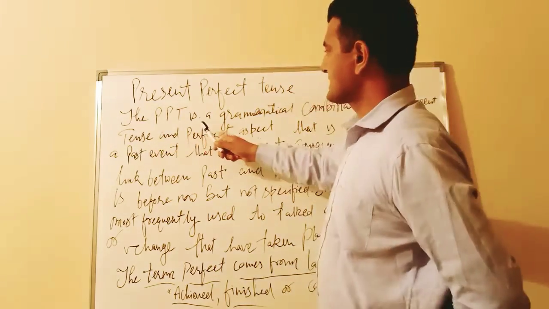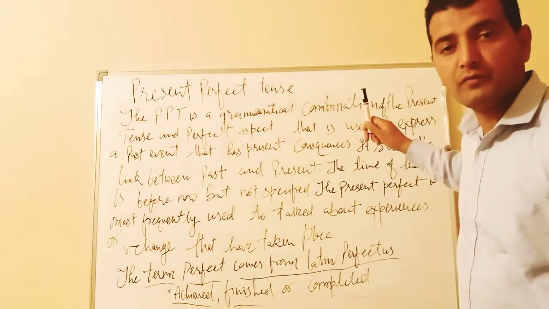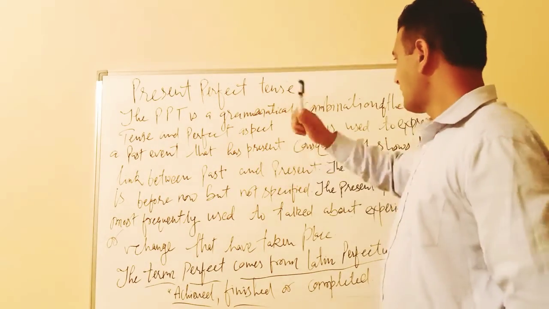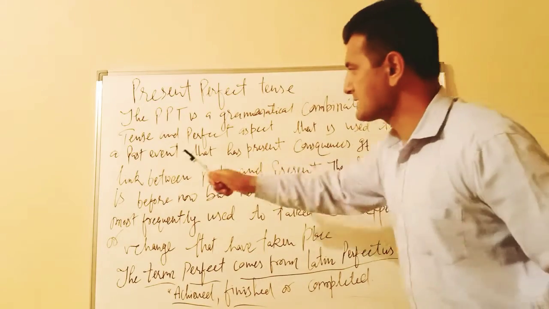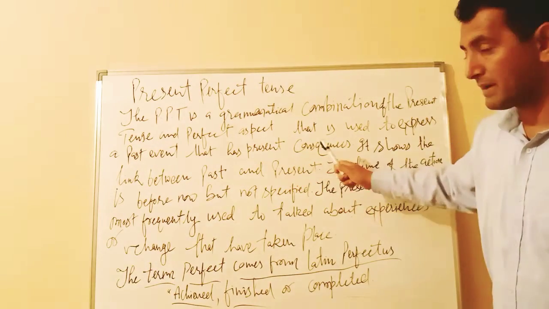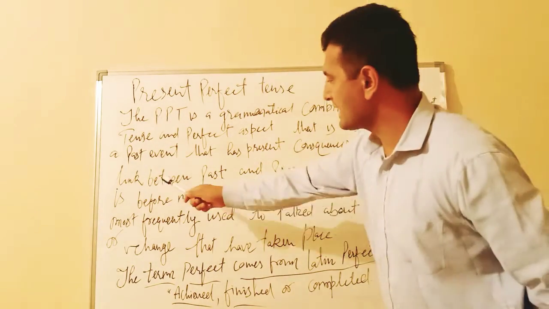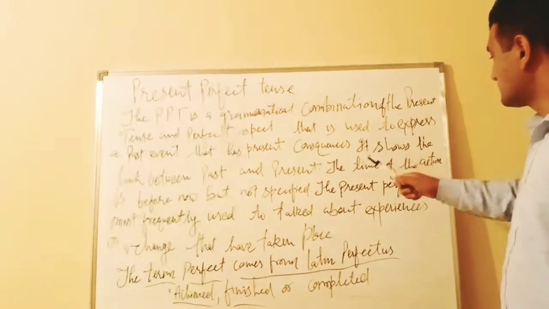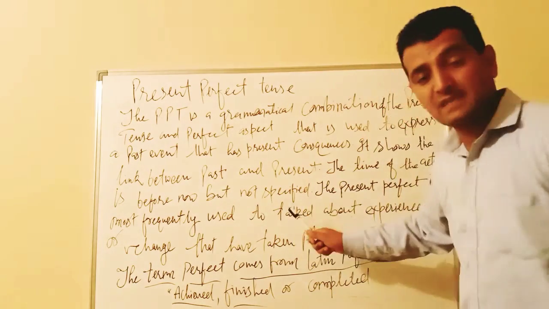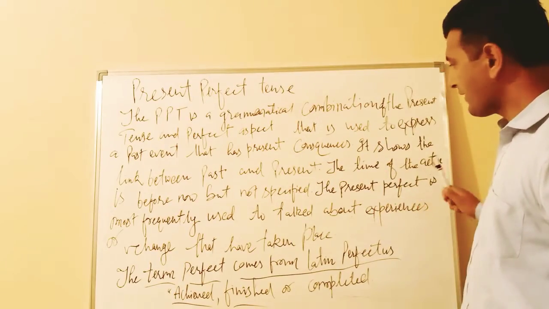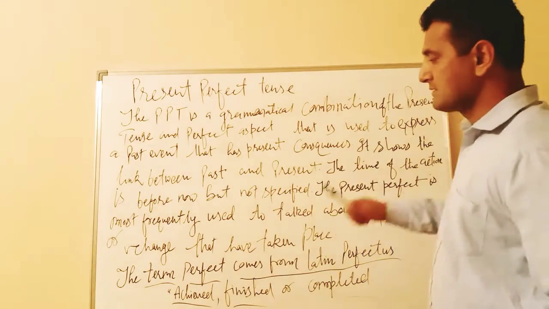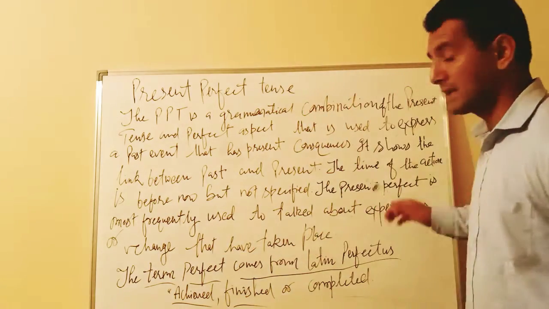The present perfect tense is a grammatical combination of present tense and perfect aspect, that is used to express a past event that has present consequences. Past घटनाओं का present consequences, right? It shows the link between past and the present. The time of the action is before now, but not specified. The present perfect is most frequently used to talk about experience or change that have taken place.